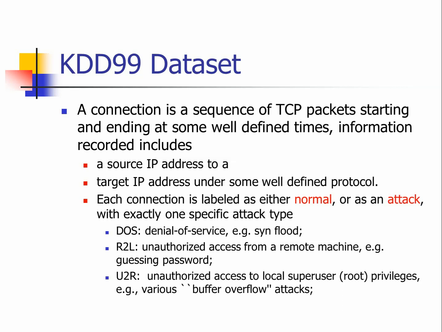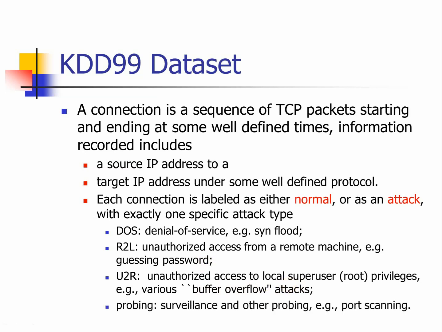U2R, basically this is unauthorized access to local root or super user privileges. This is different from the previous one. This is the one where people have already successfully logged in. Either they have the password, or they went through the previous stage, guessed the password and came into the system, and they are doing something they are not supposed to do. So this is like logged-in users trying to do something outside of their privilege.